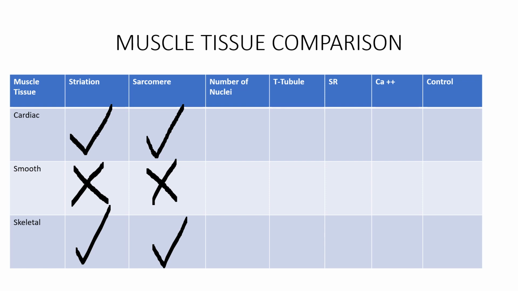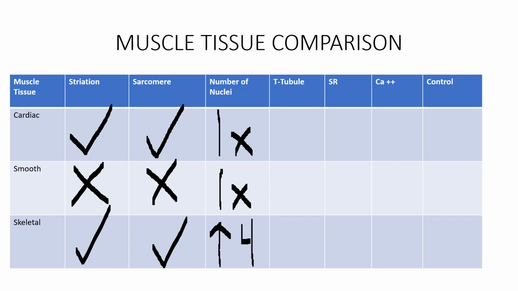Number of nuclei. Remember, cardiac, any involuntary, is going to be uninucleated. So I'll just put 1x for 1 or uni. Cardiac and smooth are uninucleated, and skeletal muscle is multinucleated. So I'll just put, let's put 4 or more, right? There's a lot. All right, so I don't want to put 2x, meaning 2. There's a lot more than 2. It's multinucleated.